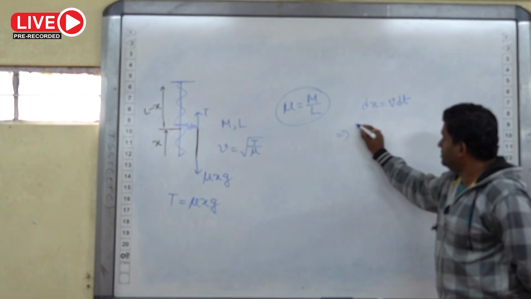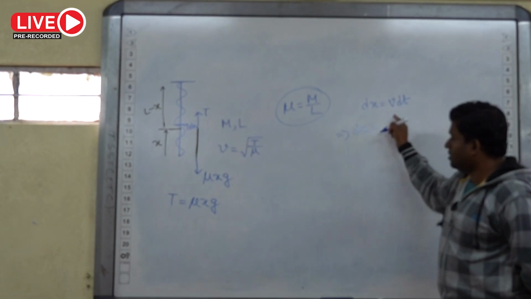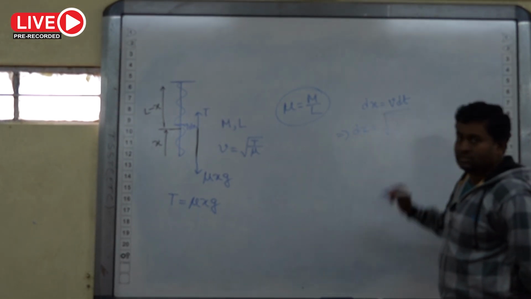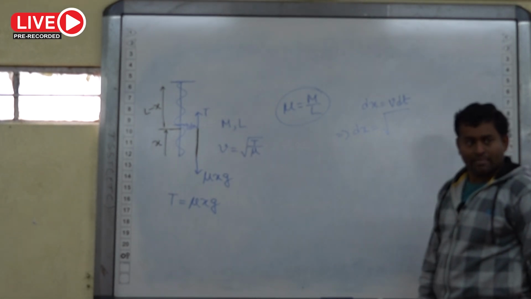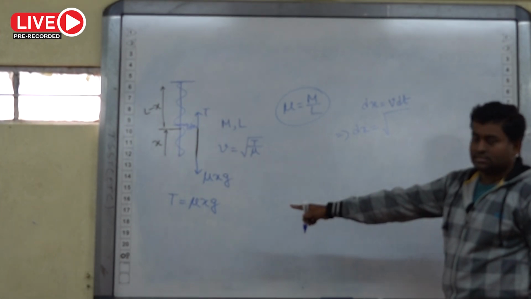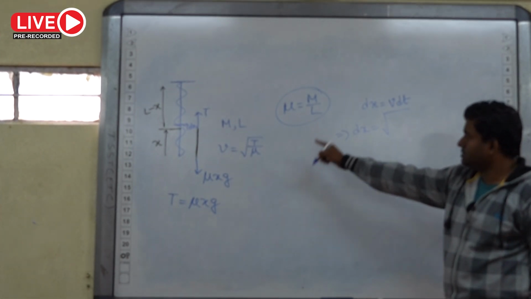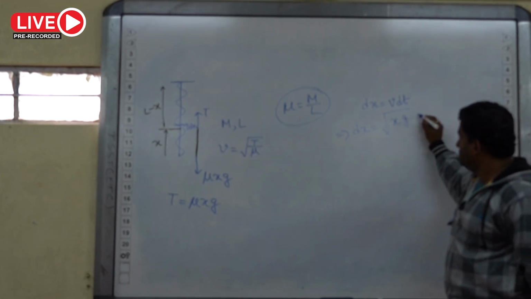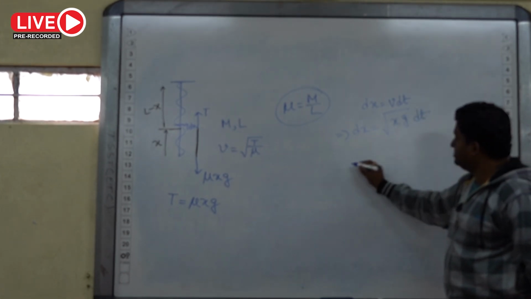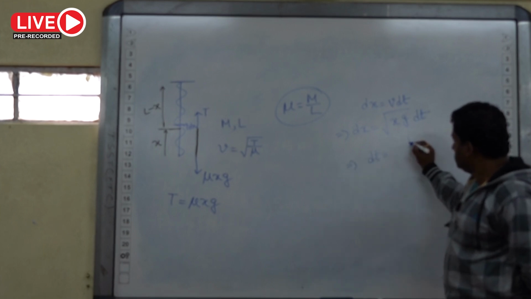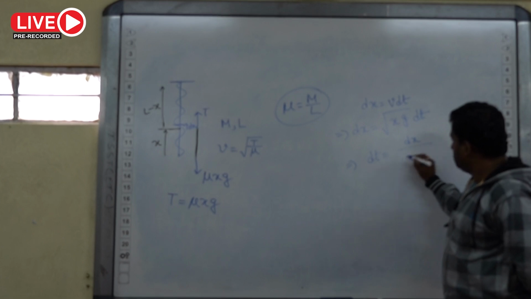Then this is dx. Now v we can already find: v equal to root over T by mu. But what is T? Mu x g, divided by mu, so it will be x g. So dt will be equal to dx by root over g x.